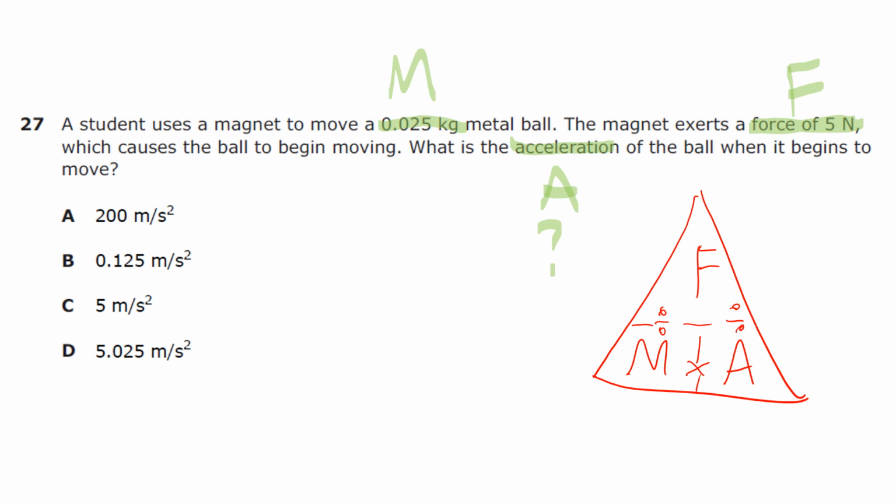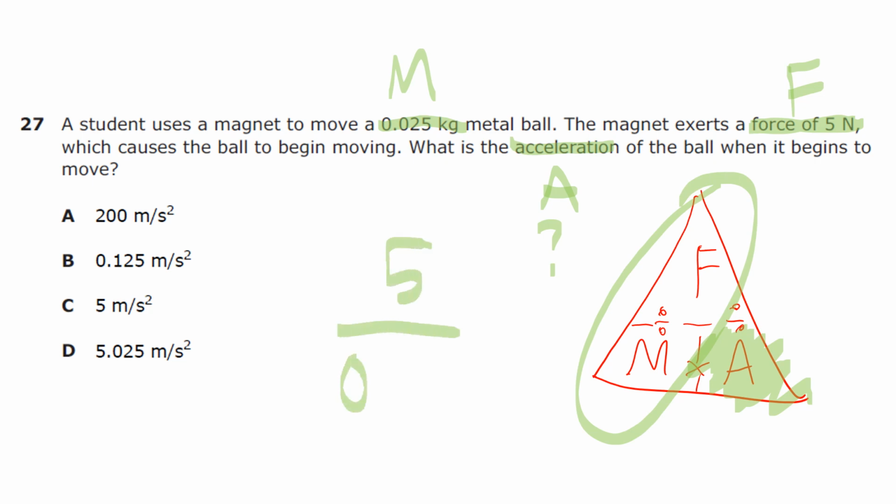Okay, so all we have to do is we're looking for A. That means we're covering up A. And if we cover up A, what does it tell us to do? It tells us F divided by M. So that would be 5 divided by 0.025. And you always put the top in the box when you divide, or the top goes in the calculator first. So 5 divided by 0.025. Guys, why don't you go ahead and do that and see if your answer's on the question. Go ahead and do that right now.